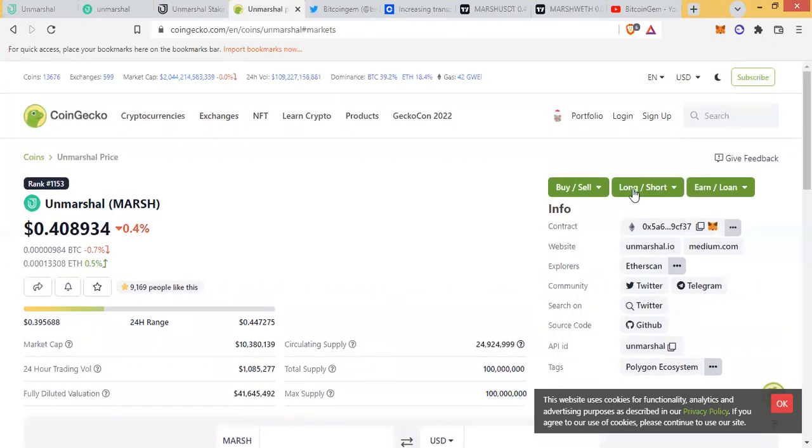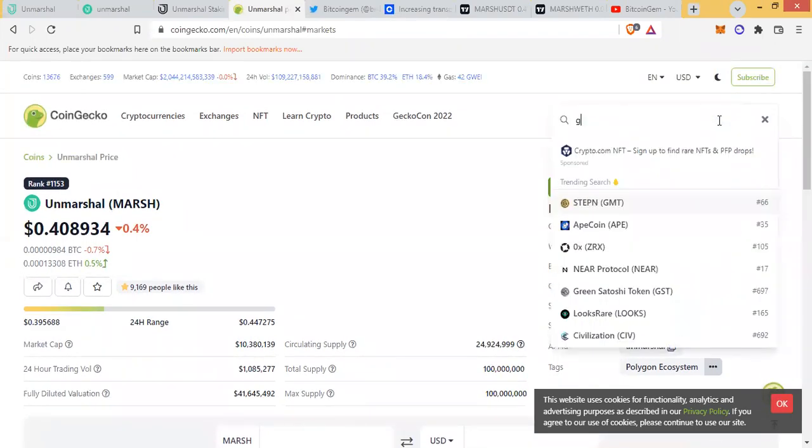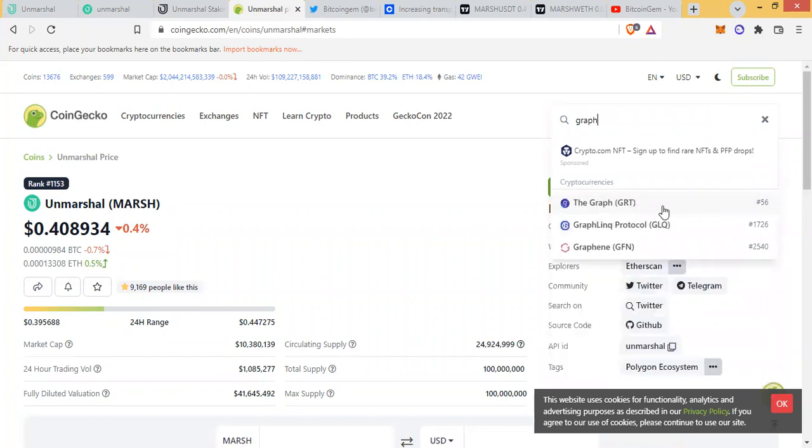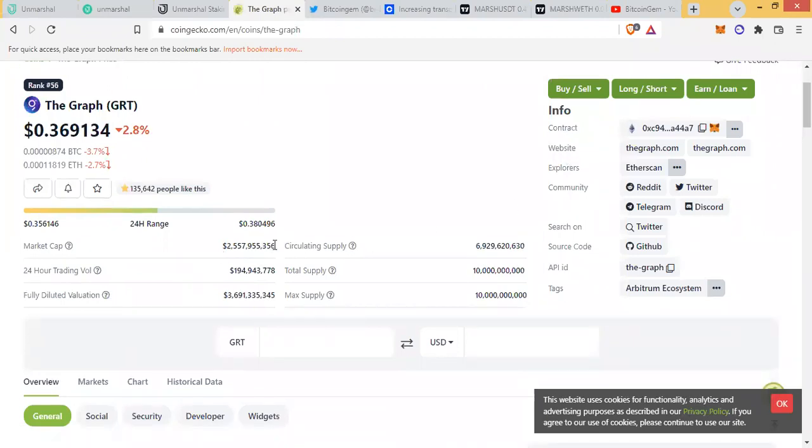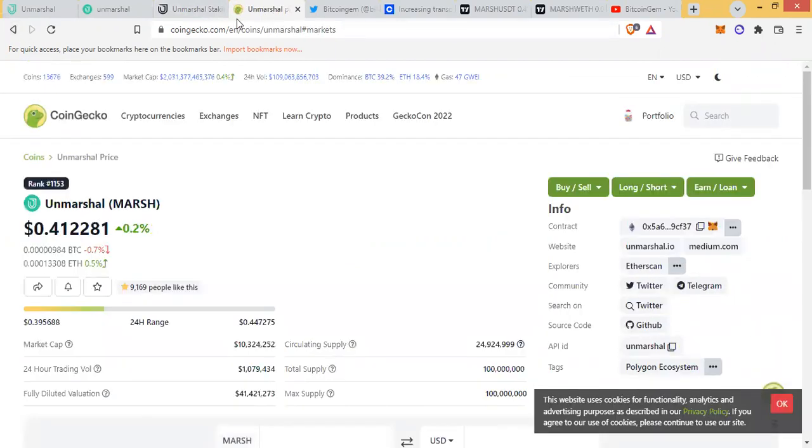So not that big. Let's just check The Graph protocol's market cap as of today. So if you look at The Graph's market cap today, it's almost $2.5 billion. And this is just $10 million. So you can see there is a good risk to reward ratio. Even if it reaches 10% of The Graph, then it is 250 million, which is 25x from here. So it's a good risk to reward ratio.